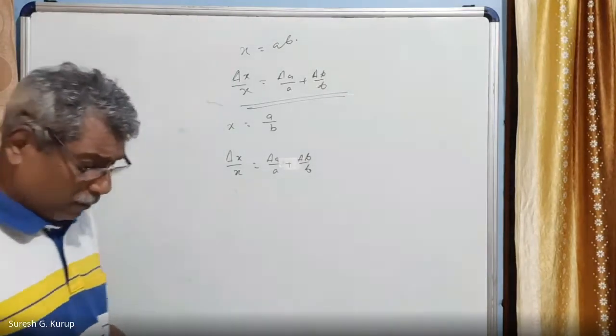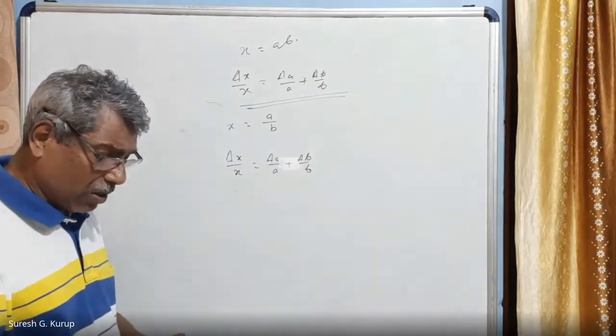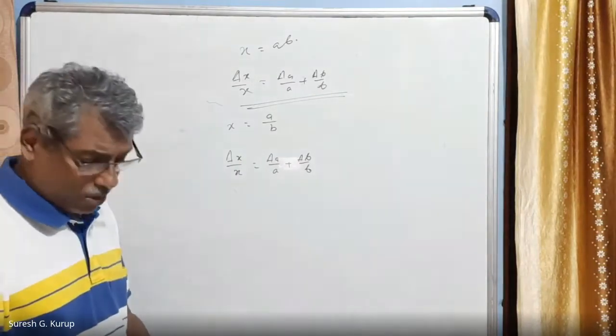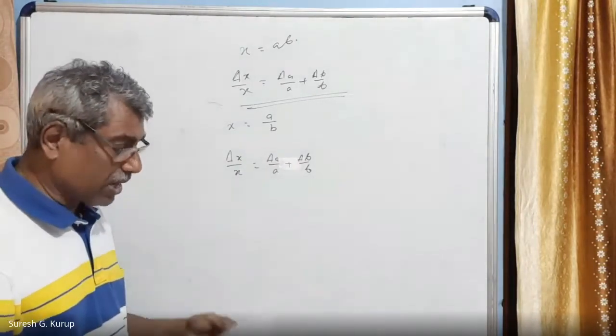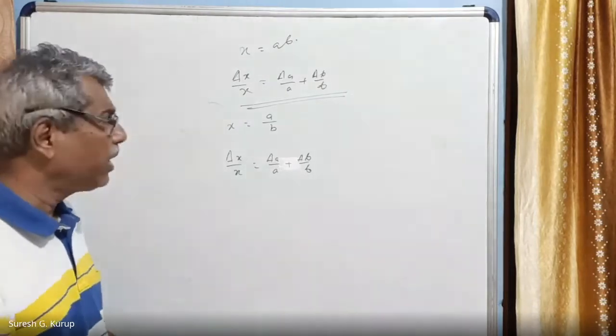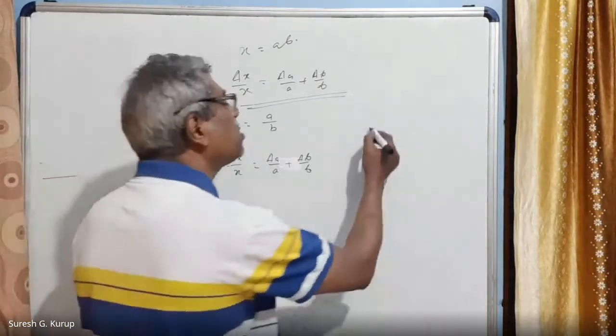Now the error calculation in powers. In power calculation, how can the errors be seen? That is the next thing. Suppose we are taking the power of a physical quantity, X is equal to A raised to n.